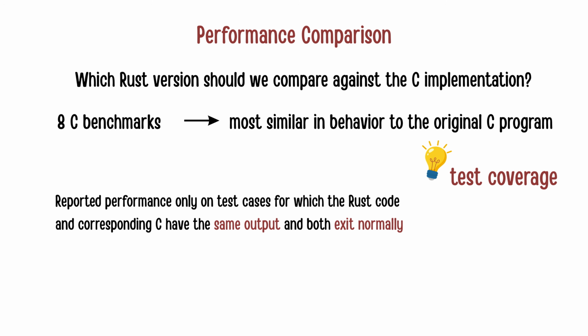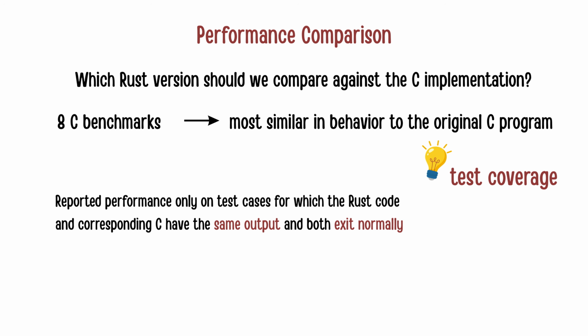They reported performance only on test cases for which the Rust code and corresponding C have the same output and both exit normally. They also measured the execution time only between the entry and exit of the main function. This excluded differences in program loading and initialization that aren't directly related to the translated program's computation.